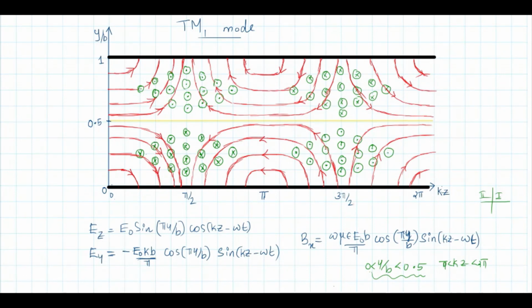For y by b between 0.5 and 1, what happens? Between 0.5 and 1, this cos becomes negative. Between 0 and pi, this sign becomes positive. So Bx is negative. Bx is negative means out of plane. That is why a dot with a circle around it.